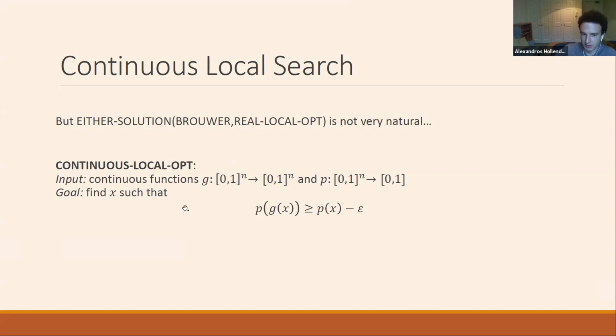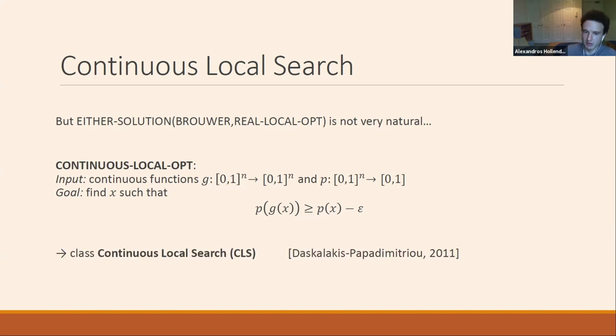And it turns out that this problem, continuous local opt, as it's called, is both a special case of real local opt. That's obvious because we just added a constraint on G to also be continuous. But this problem is also a special case of the Brouwer problem. Why? Because if you find a fixed point of G, then you have also solved this problem. And so what Daskalakis and Papadimitriou argued is that the way in which you combine this PPAD complete and this PLS complete problem into one is much more natural than what happens in this "either solution" problem. So they said, okay, let's define a class based on this problem: the class of all problems that reduce in polynomial time to continuous local opt. And let's call this class continuous local search, CLS.